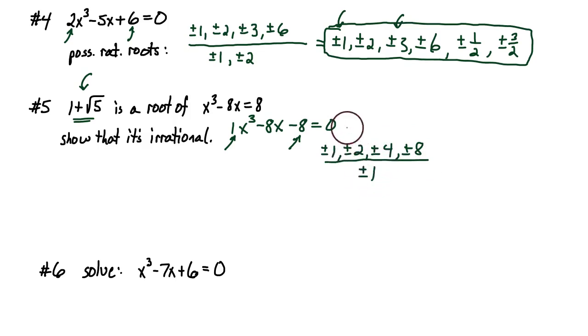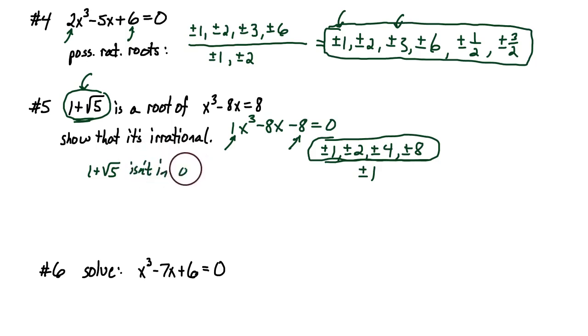Notice that the list of possibilities includes those 8 numbers in the numerator. Now, if the equation had rational solutions, then they must come from this list of 8 possibilities. This number right here is not in the list of possible rational solutions, therefore it must be irrational. So our reasoning is that the 1 plus the square root of 5 isn't in our list of possible rationals.